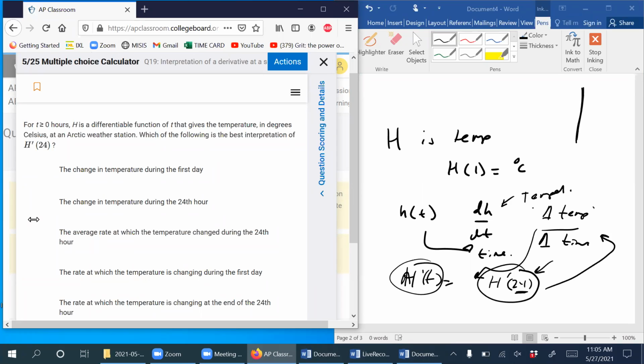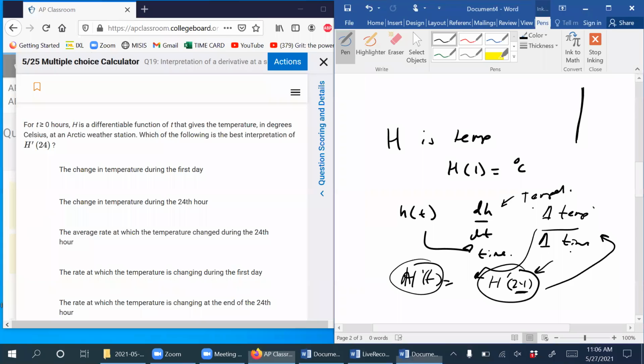These words, I hate words, but it's either the change of temperature at the 24th hour or the rate. I feel like it's the second one, but the last one's so wordy, it's like it's tricking me. Let me check. The rate at which the temperature is changing, the rate we had talked about. Because it's based on time, that's a rate problem, like miles per hour. That's a rate. So it is the actual last one here. It's the rate because they're based on time. So I think the best answer would have been the last one. Okay.